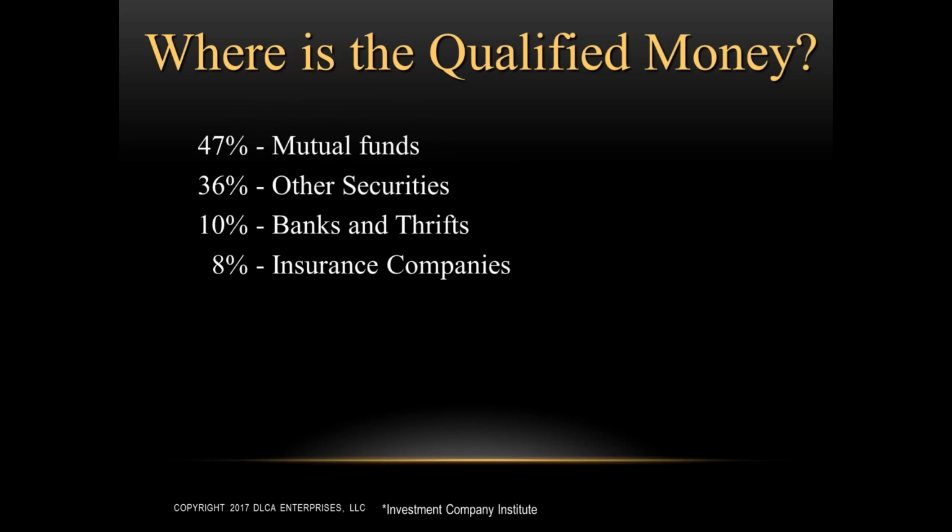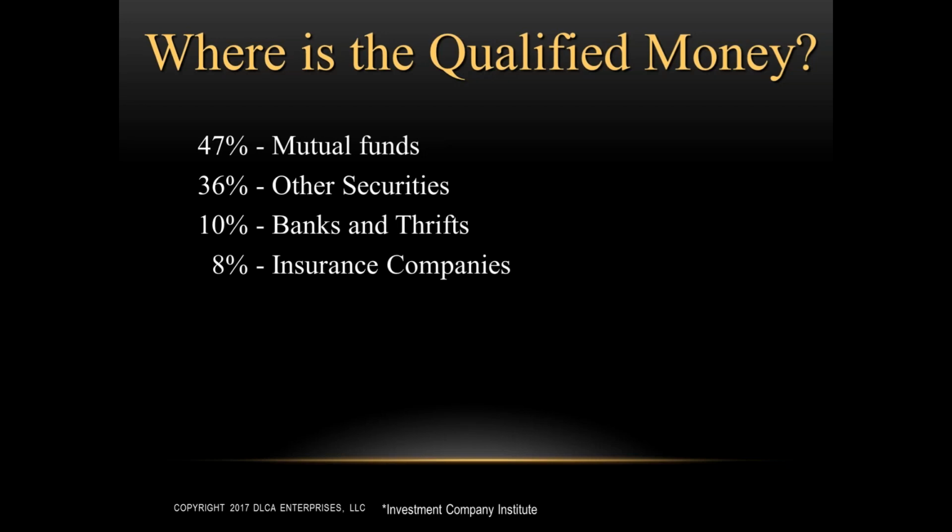Right now, and this is according to the Investment Company Institute, 47% of that $25 trillion is in mutual funds. There's an additional 36% in other securities. It could be stocks, bonds, REITs, etc. 10% in banks and thrifts, and a mere 8% is held in the form of annuity reserves by insurance companies.